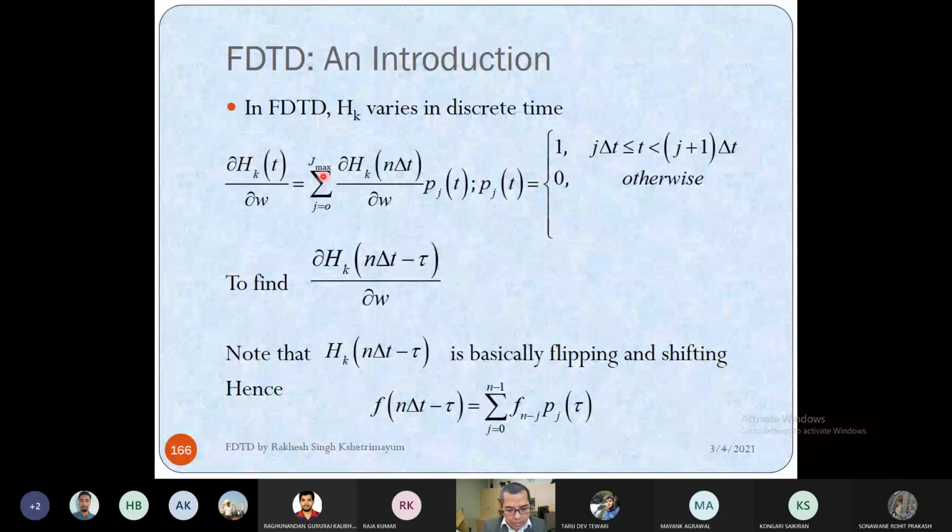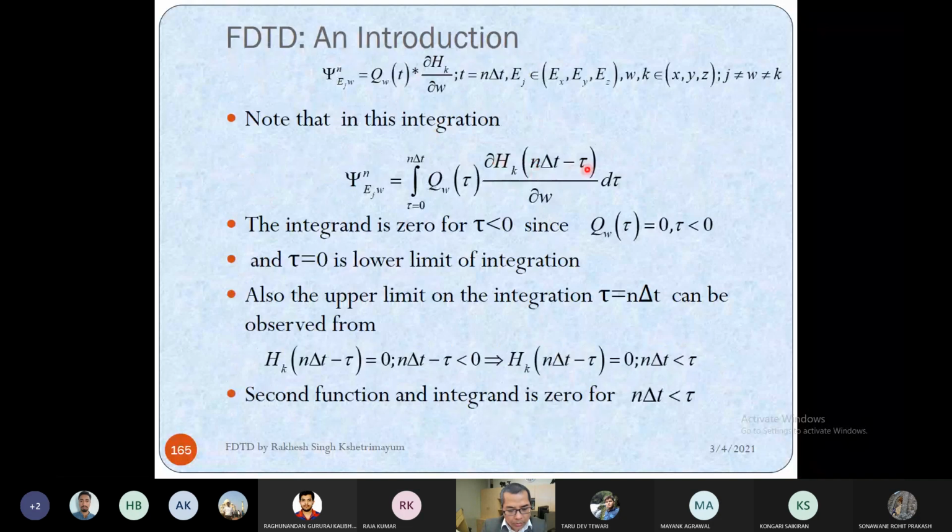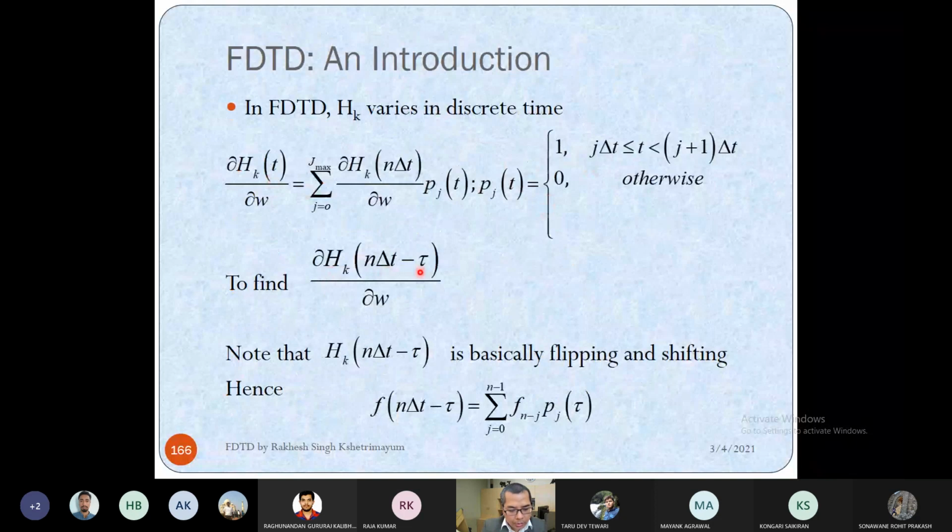Pjt is a pulse function which is non-zero only over the interval j delta t to (j+1) delta t. Otherwise it's 0. So this is the definition of the partial derivative with respect to w of Isk, because we are doing it in discrete time. But in the equation we have here in the convolution, what we have is Isk (n delta t minus tau) divided by d omega. So we don't have simply Isk t. What we have is Isk (n delta t minus tau).